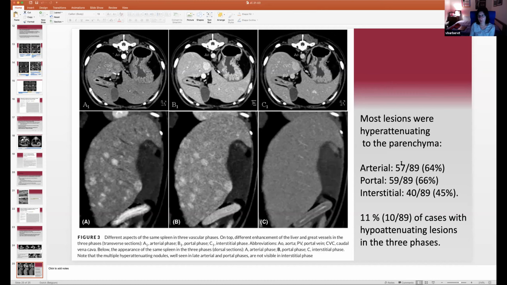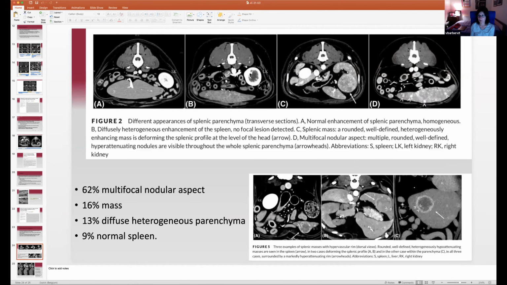So here you have the differentiation between arterial, portal, and interstitial phases. You can see that in a later phase, the hyperattenuation decreases. But still, they had some cases with hypoattenuating lesions in the 3 phases. So like those ones with the rim enhancement, definitely those would be the more difficult to call benign just based on this, and definitely you would put both.